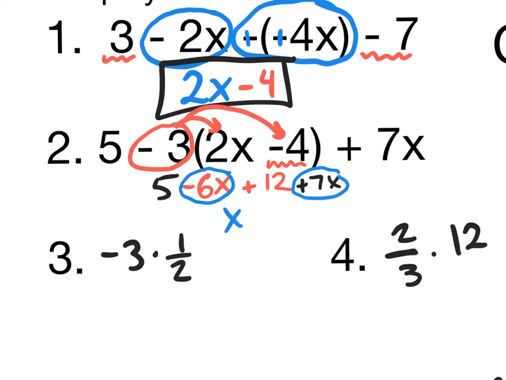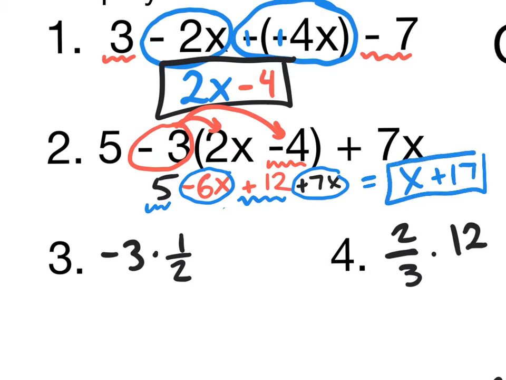And let me write my answer to the side so we don't run out of space. So my answers are going to be just a regular x, and then when I combine this 5 with this 12, I get positive 17. So my final answer for number 2 is x plus 17. So we did combining like terms, and then we did both distributive property with combining like terms.